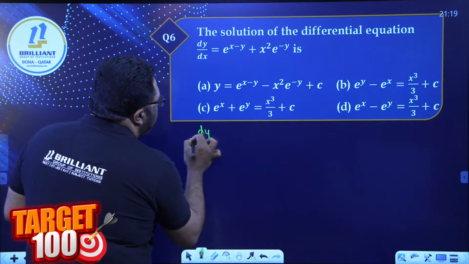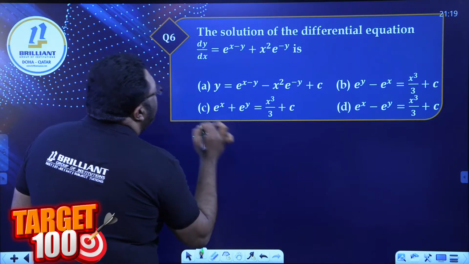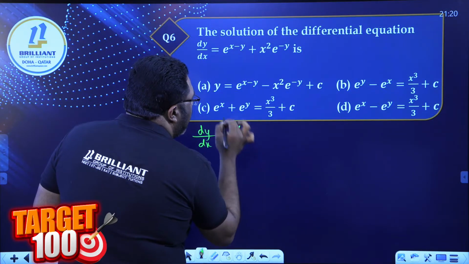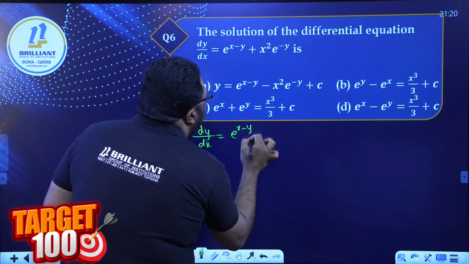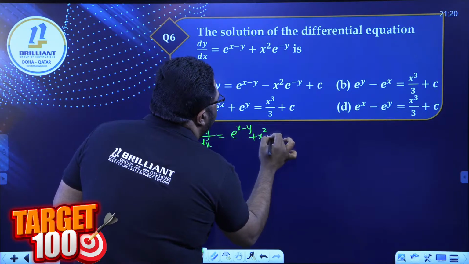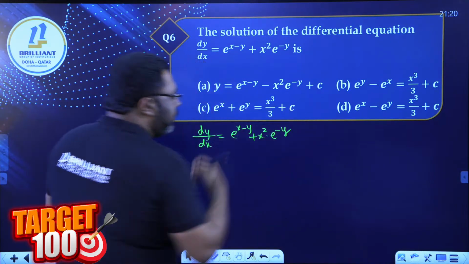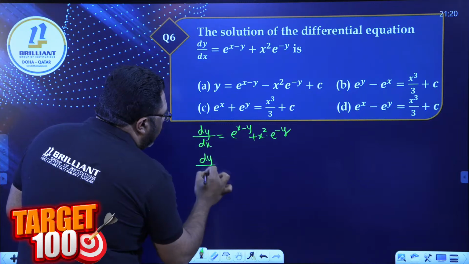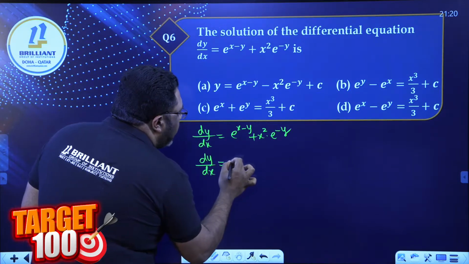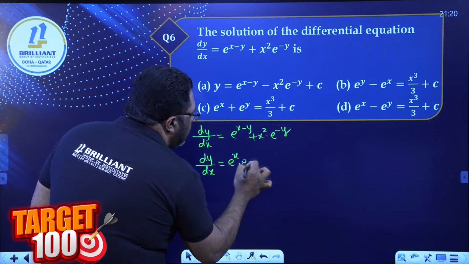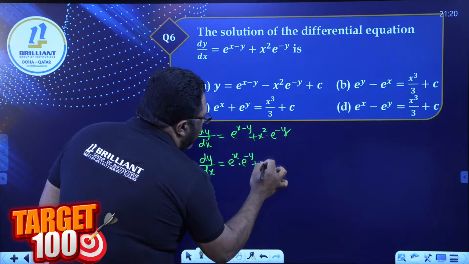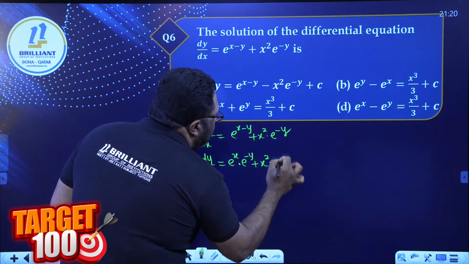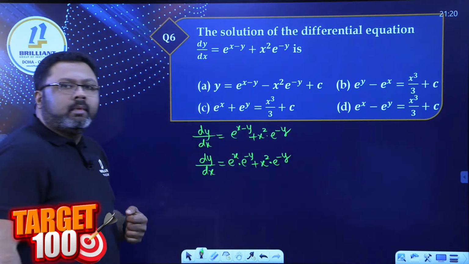dy by dx equals e raised to x minus y plus x squared e raised to minus y. Okay, now e raised to x minus y. You can write e raised to x minus y as e raised to x into e raised to minus y, plus x squared into e raised to minus y.